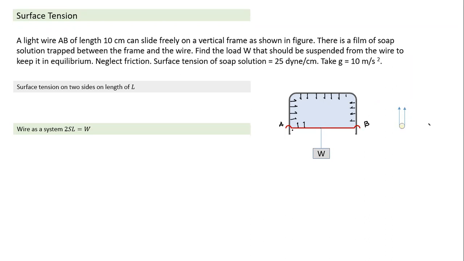And how much will this force be? If the length is L, this will be L into T, or S into L, if I take surface tension S, on front side and back side. So there are two tensile forces acting, and W downwards. So this is the equation we can form. Not only for solving this question, but every part of the surface tension property is understood here.